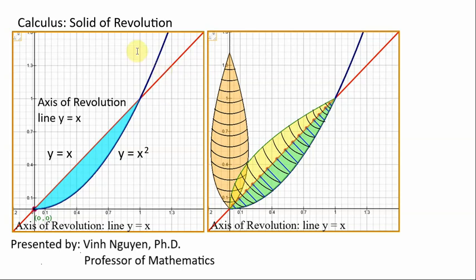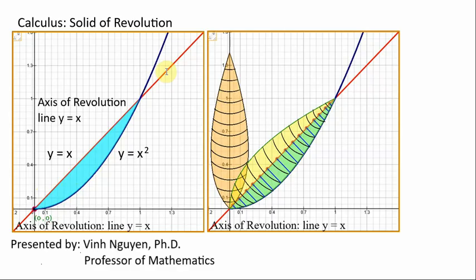This video is on solid revolution. Here I have the line y equal to x, and then this graph here is the graph of y equal to x squared. And so the point of intersection here is (1, 1). And so this is the region that we want to revolve.